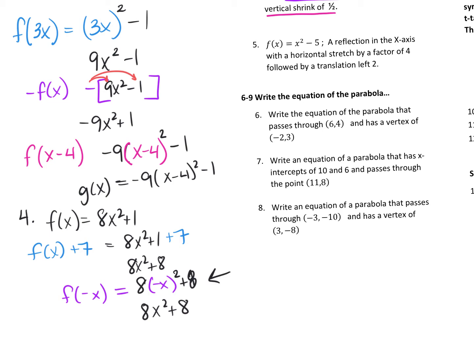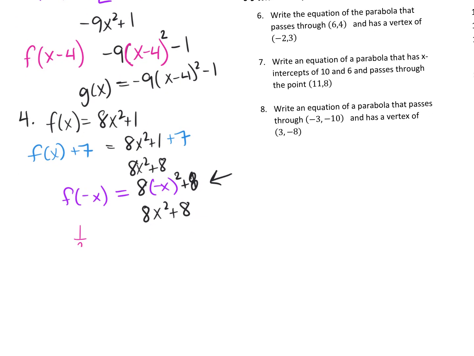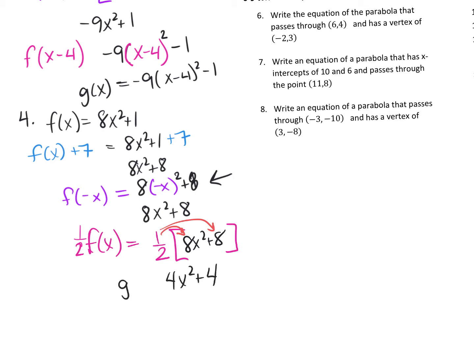And then lastly is a vertical shrink of 1/2. That's 1/2 times f of x, which means I'm going to multiply the whole equation, 8x squared plus 8, by 1/2. And I have to remember I need to distribute vertical shrinks and stretches and reflections in the x-axis. So that's 4x squared plus 4 is my new g of x.